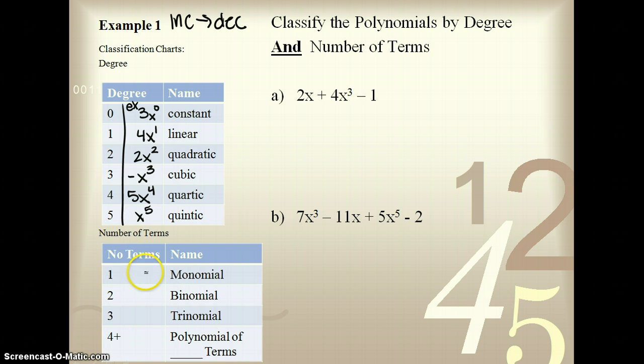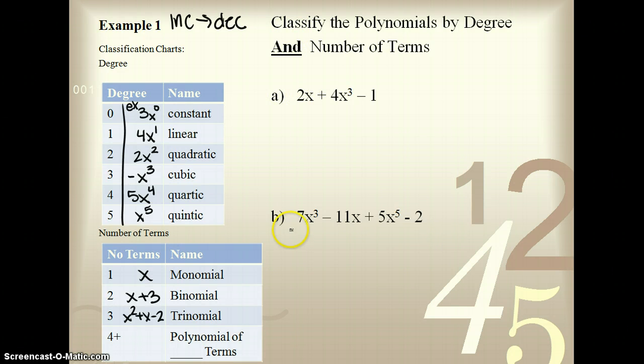If it has one term like x, it's a monomial. Binomial could be x plus 3. Trinomial, x squared plus x minus 2, and then a polynomial of blank terms has more than 3, so 4, 5, 6, however many. Sadly, there are no specific terms for anything above 3 terms, so you just kind of have to write it out. I usually write poly of, just to shorten the word polynomial.